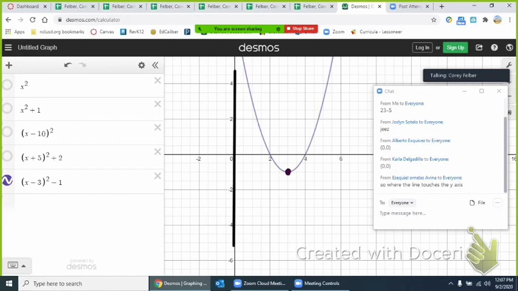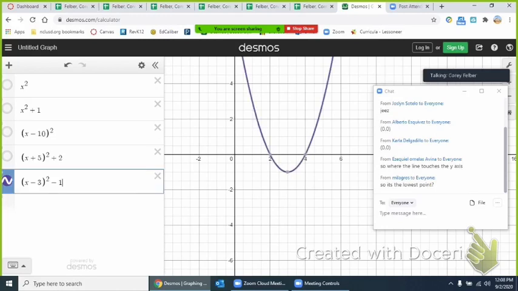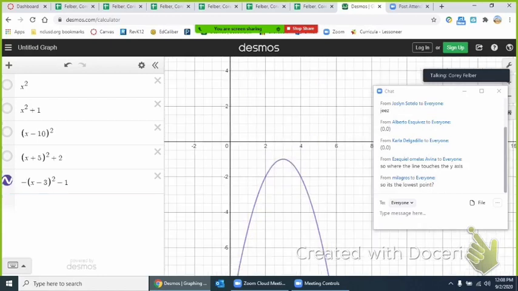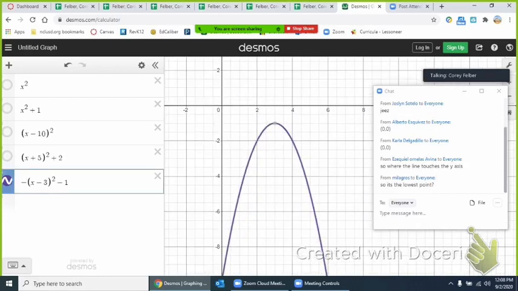But this vertex, we can still write it. It would just be, good, Milagros. It's the lowest, or it could also be the highest. Okay, watch what happens if I do this. If I put a negative in front, you see how it flips it over? So now it's the highest point. But it's going to be one or the other. It's not going to be lowest and highest. It's either the lowest or the highest point. That's what the vertex is.